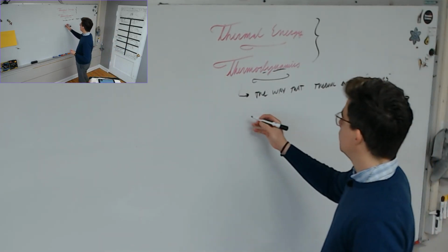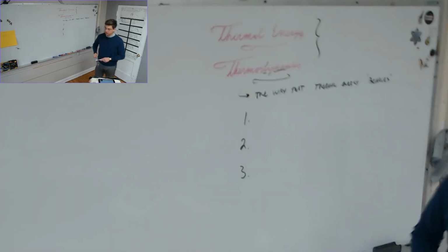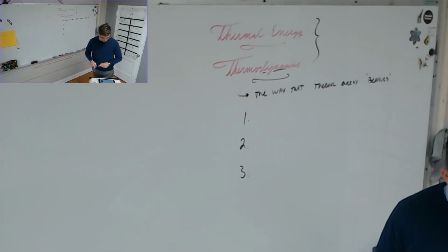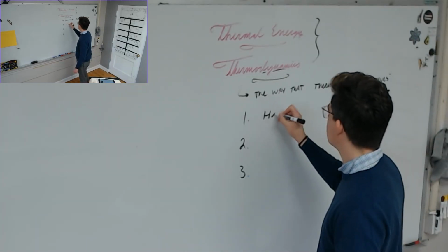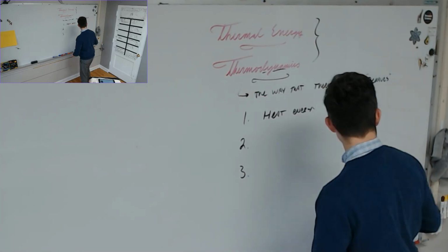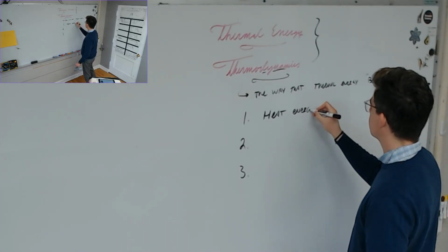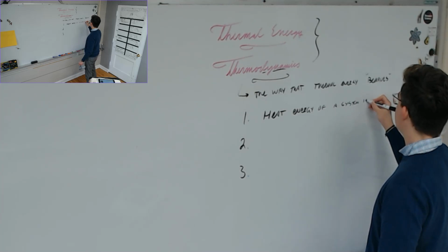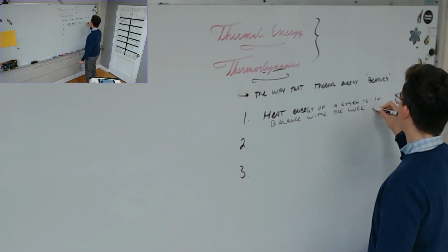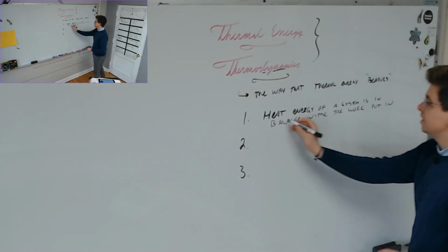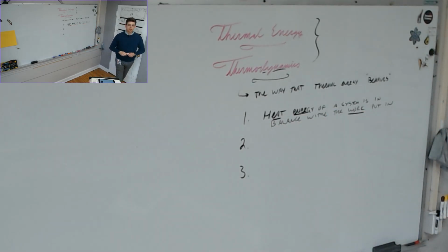Okay, so I'm going to talk about the 3 laws of thermodynamics kind of briefly as more of an overview of thermodynamics, which we will then get into. The first law of thermodynamics is that the heat energy, what's another word for heat energy? Of a system is in balance with the work put in. So there's a relationship between heat energy and work. And when I say in balance, there's a relationship between those things where they have to add up to the same thing all the time.